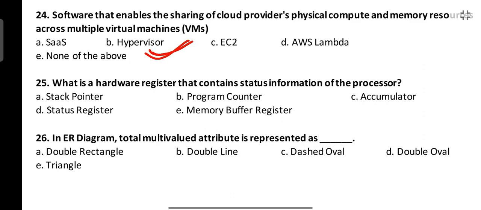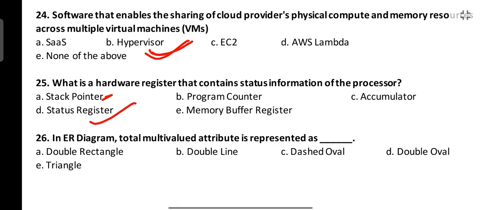Next is, what is a hardware register that contains status information of the processor? That is known as status register. So what is this stack pointer? Stack pointer contains the address information of the last program which was requested in stack. That address contains the stack pointer.